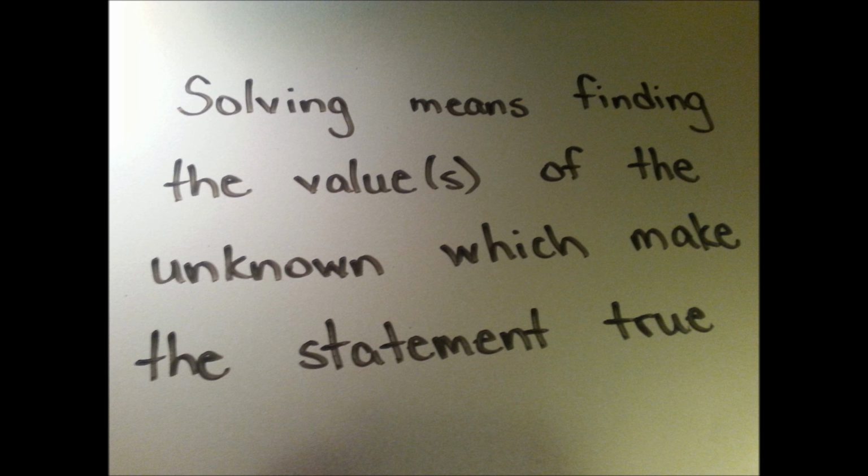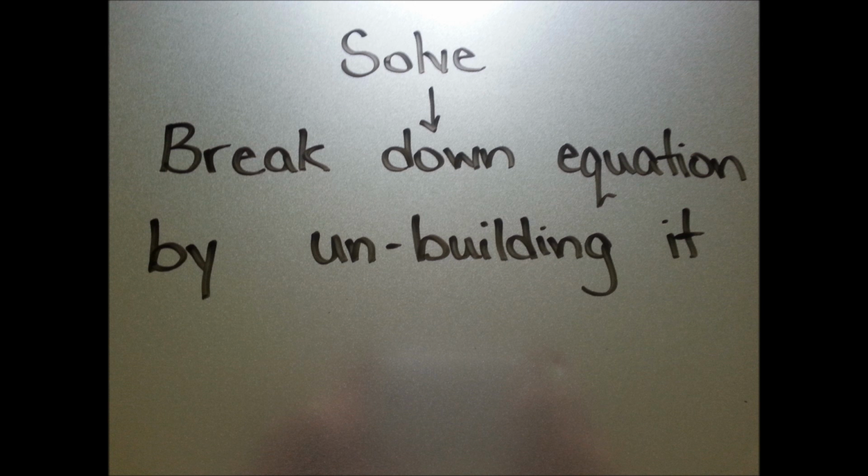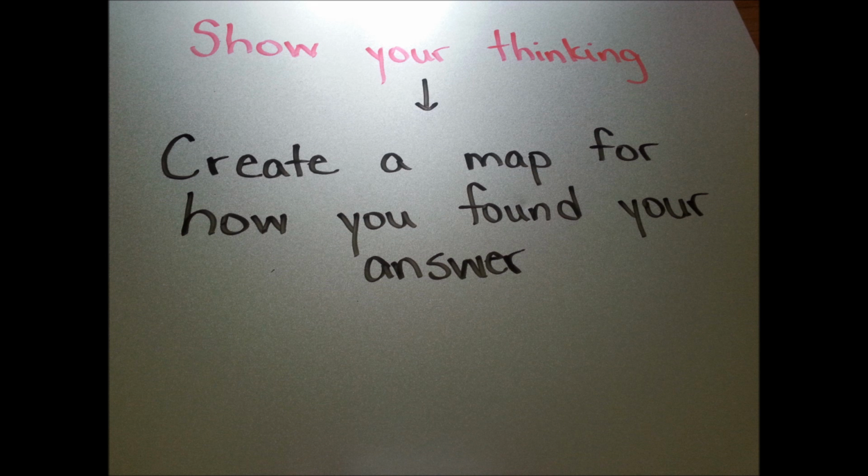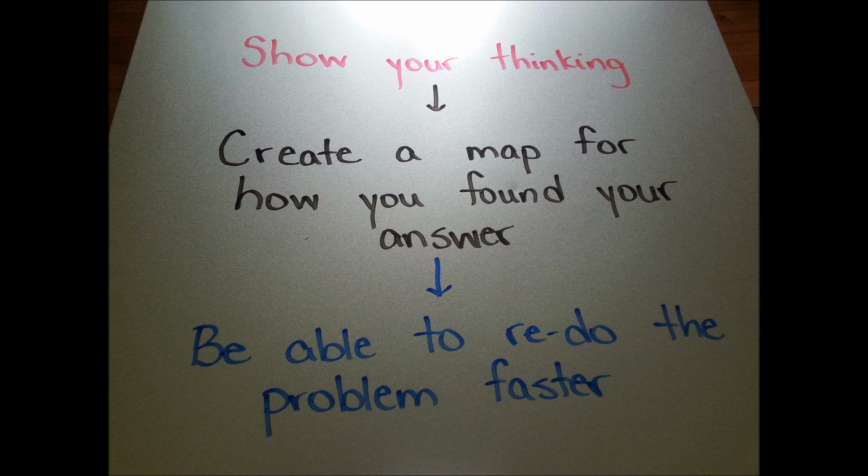We've already talked about how solving means breaking down the equation by unbuilding it. When we talk about solving, we can also think of this as breaking down the equation to make it simpler. We remind ourselves that whatever we change on one side of the equation must happen on both sides, and that it's very important to show your thinking. When we talk about showing your thinking, we can think of this as creating a map for how you found your answer, which is going to let you be able to redo that problem or similar problems much faster.